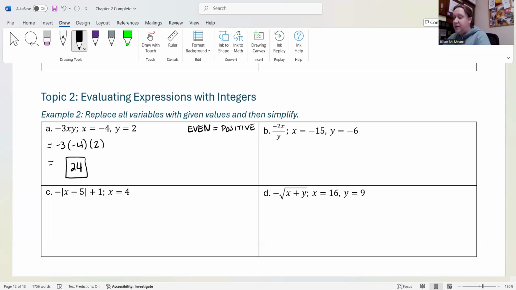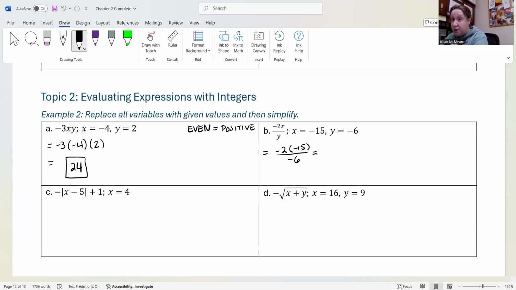Okay, for part B, we have -2x, so that just means -2 times x. And then when you have a fraction like this, that fraction bar just means divide. So this is -2 times x divided by y. I'm going to evaluate for x equals -15 and y equals -6. So this is going to equal -2 times -15, and then I'm going to do the fraction bar, which we know just means divide, and we're going to replace y with -6.